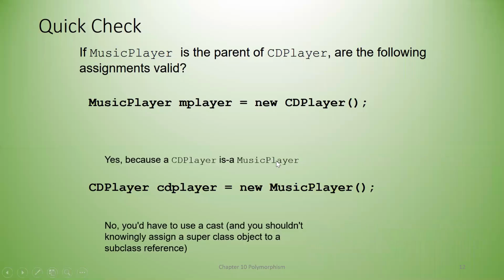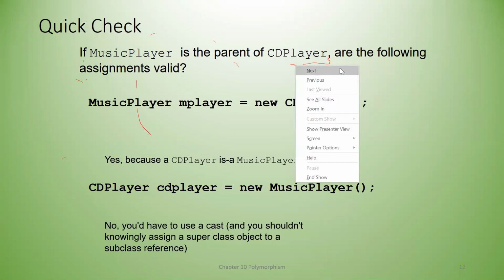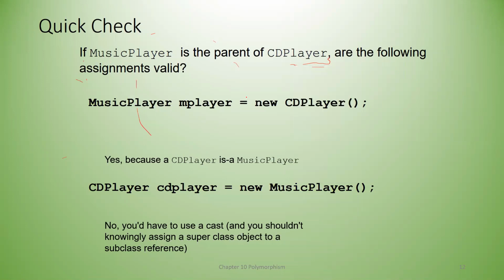Okay. Instead to record this, so if you look at this one, we are talking about late binding. If music player is the parent of CD player, are the following assignments valid? This is valid because, as I said, you always ask yourself, is CD player a music player? If that's the case, yes, it's okay. You can assign a CD player to a music player, right? Because a CD player is a.